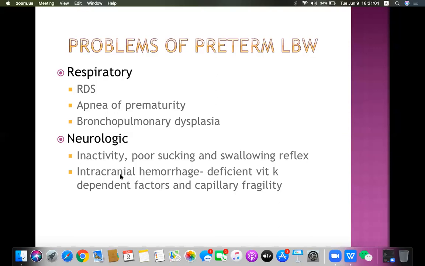Another important problem is intracranial hemorrhage. That is because of deficiency of vitamin K. If vitamin K is deficient, the vitamin K dependent factors like 2, 7, 9, and 10 will be deficient, resulting in easy hemorrhage inside the brain and in other parts of the body as well. So to prevent this complication, we have to quickly give vitamin K to these babies.